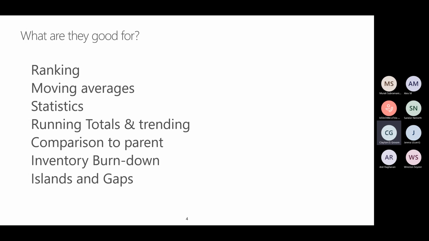So what are window functions good for? They're great for doing things like ranking. There's different ranking options. There's moving averages. Statistics, you can do percentiles and other statistical functions, running totals and trends, comparing a row item to the parent or the total of a group. And inventory burn downs is one that I just came across this past week. And I don't have that as an example, but I could talk to it if anyone was interested.